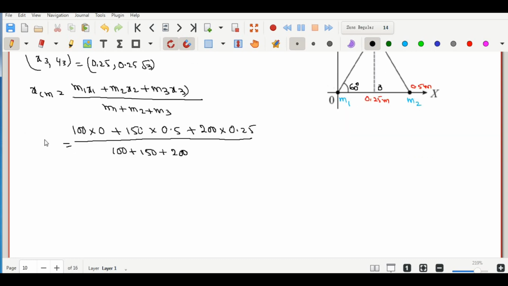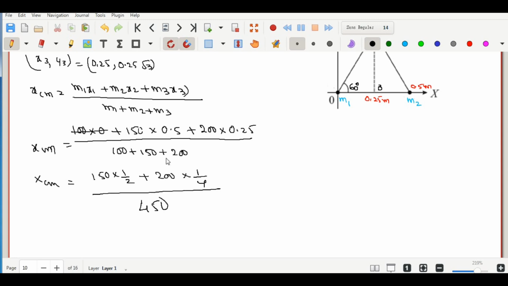Now solve this equation. xcm is equal to 100 into 0, which gives 0, plus 150 into 0.5, which we can write as 150 into 1 by 2, plus 200 into 1 by 4, divided by 450. By adding these terms, this will be cancelled 75 times, and this will be cancelled 50 times.